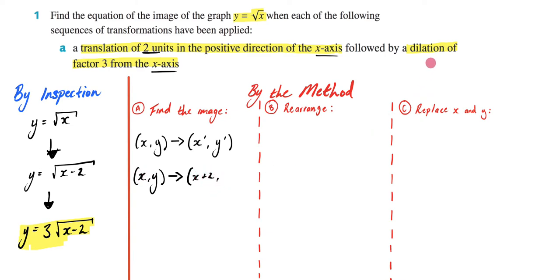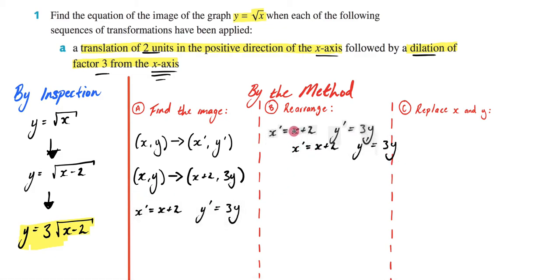Pretty easy. Then for my y, it's a dilation of a factor of 3 from the x-axis. Now, if it's from the x-axis, that means it's affecting my y. So I'm going to have 3y. So I'm adding 2 to my x and multiplying my y by 3. So this is my new point. So just to use this lingo, what I could say is that x dash equals x plus 2 and y dash equals 3y. Now that's my first step. Hopefully you all understood what I did. I just found the image of the point, as the textbook puts it.